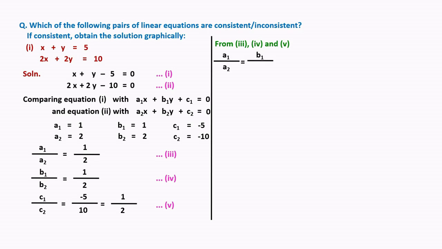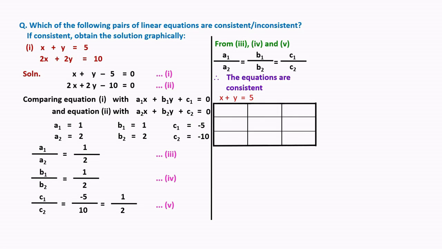Now compare the ratios. a1 by a2 equals b1 by b2 equals c1 by c2. Therefore, the two lines are coincident, the same line. The pair of linear equations has infinitely many solutions. The system is consistent. Now for graphical understanding.